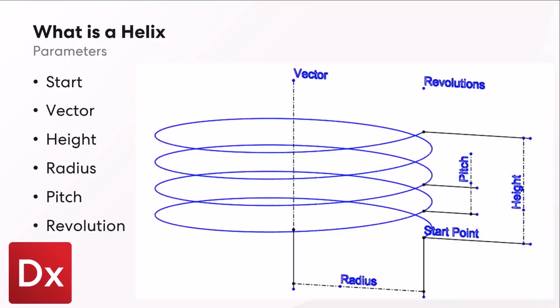Some words about the terminology we use in Design X. Each helix has a starting point and a vector or axis it follows, as well as a certain number of revolutions along a total height. Helixes can vary in their pitch, which is the spacing between the revolutions, and the radius, which is the distance between each point along the helix and its axis.